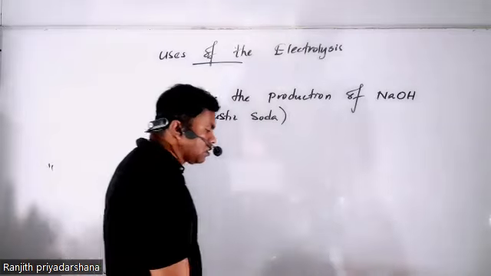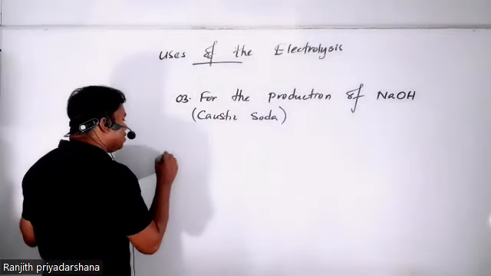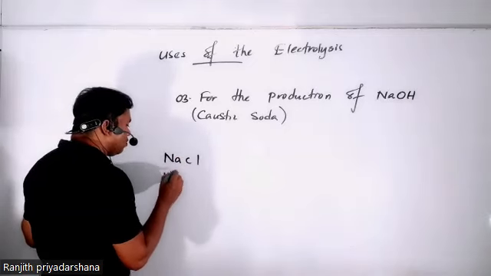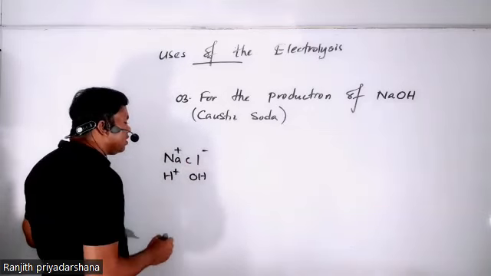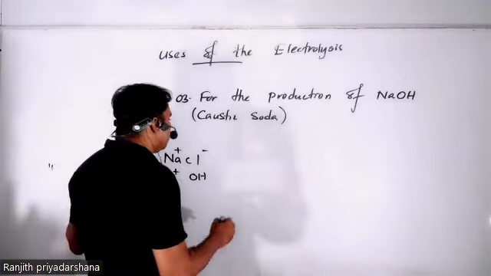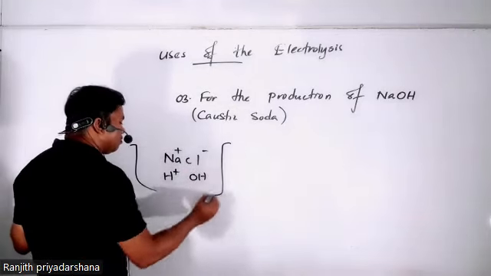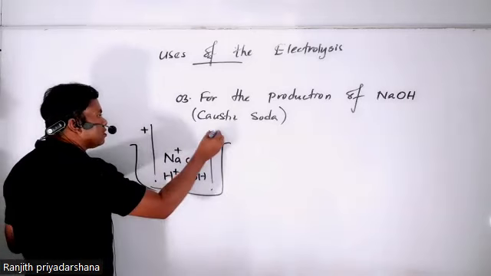Right? Here, sodium chloride solution with water. Water means H plus and hydroxyl ions. Sodium plus chloride. So when this is electrolyzed, what happens? Here's the positive and here's a negative rod.